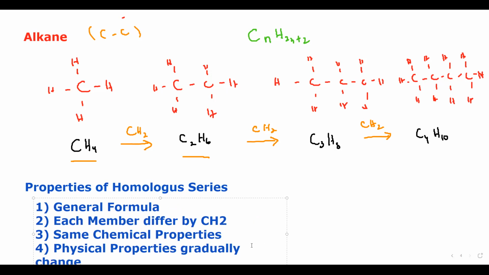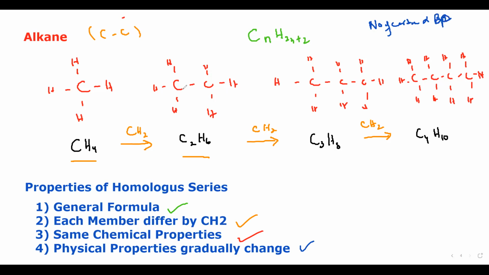So the physical properties of these members should slightly change, like they should have a difference, but very small differences there. When we check the boiling points, we will find this is a gradual change. The boiling point increases as the number of carbons increases. More carbon, higher boiling point.